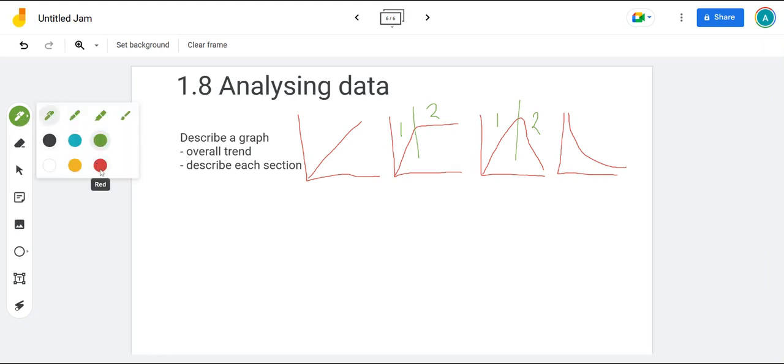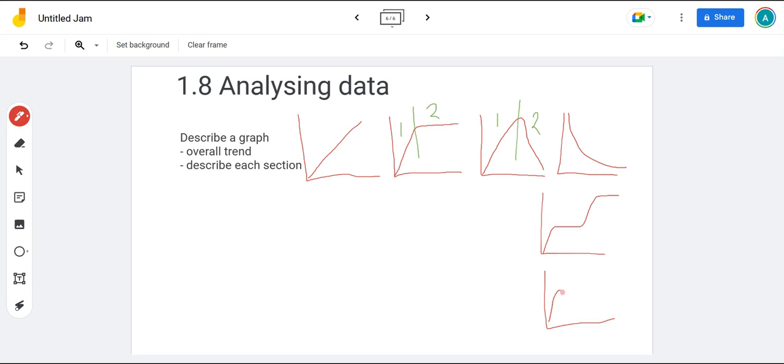Now, of course, you could end up with a graph that was more complicated. You could end up with a graph that went up, across, up, across. You could end up with a graph that went up, down, up, like that. In which case, you've got more sections, haven't you? So you need to talk about how it went. In this one, how it's going up and it's plateauing, and it's going up and it's plateauing. And in this one, how it's going up, then it's decreasing, and it's going up again. Okay, so you need to start describing each section, and there are certain words that pick you up marks.